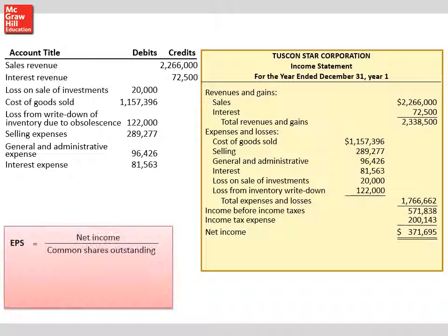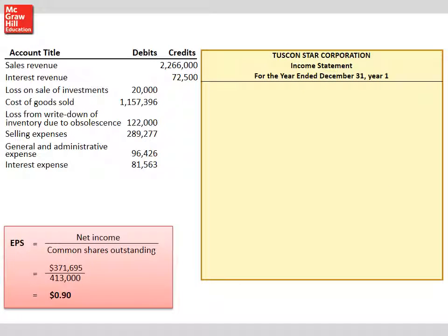Again, did they give us information about common stock? Not on this page, but there are 413,000 shares outstanding. So earnings per share is 90 cents per share. Okay, so just another practice with the single step. But that isn't our focus for this chapter. The multi-step is. So let's focus on that more.